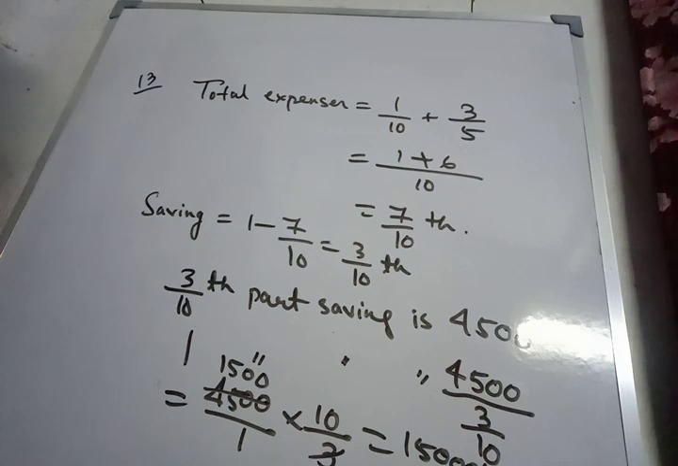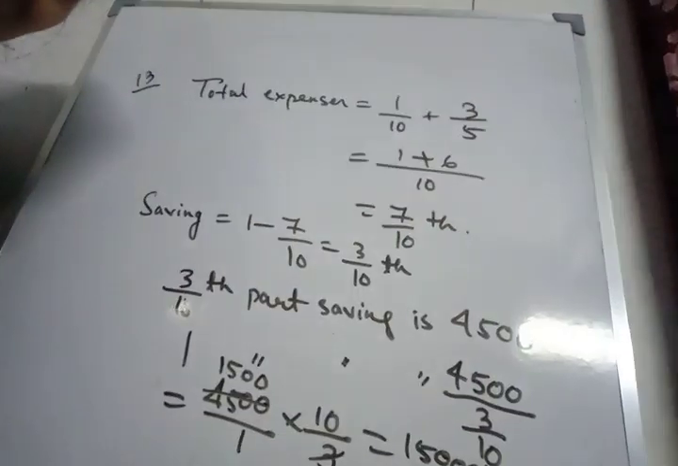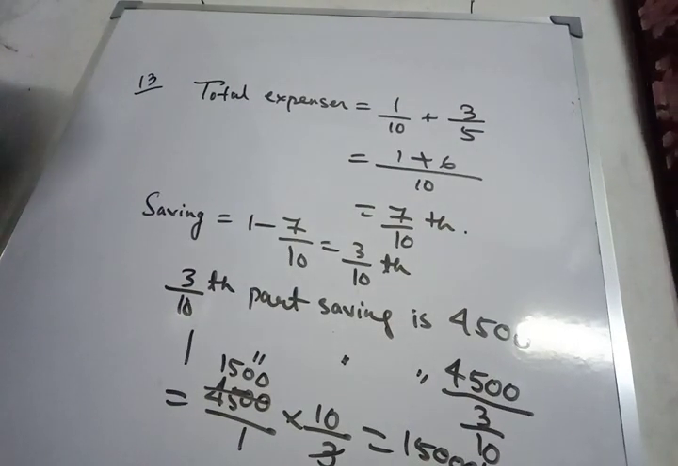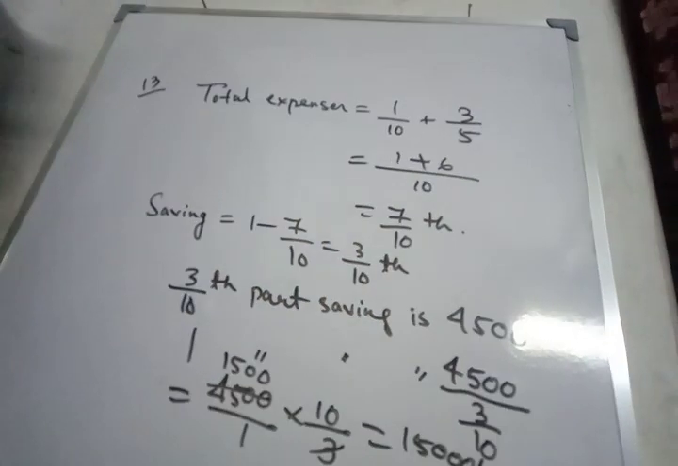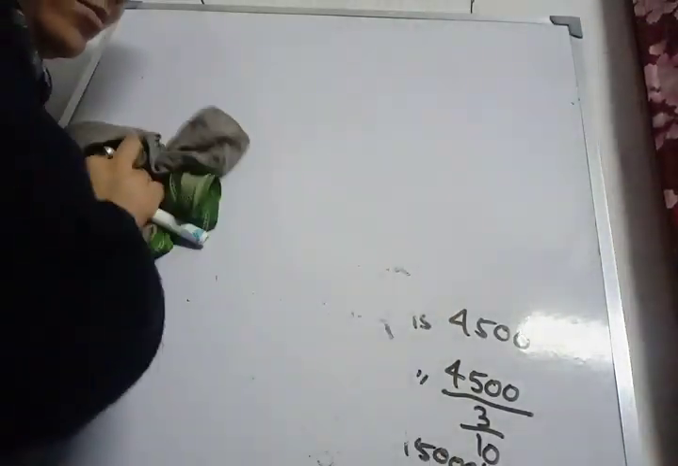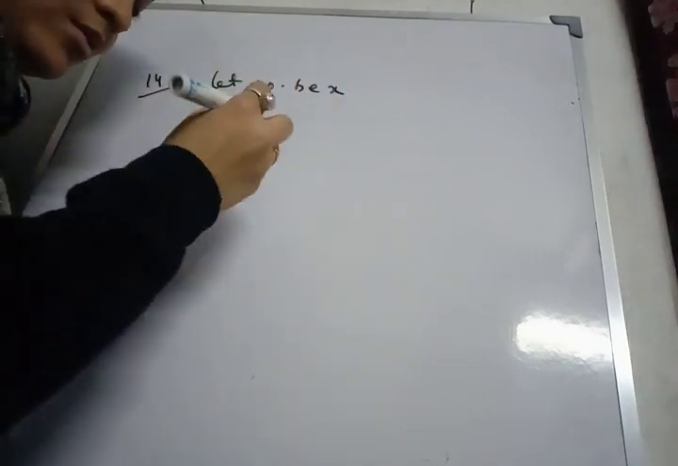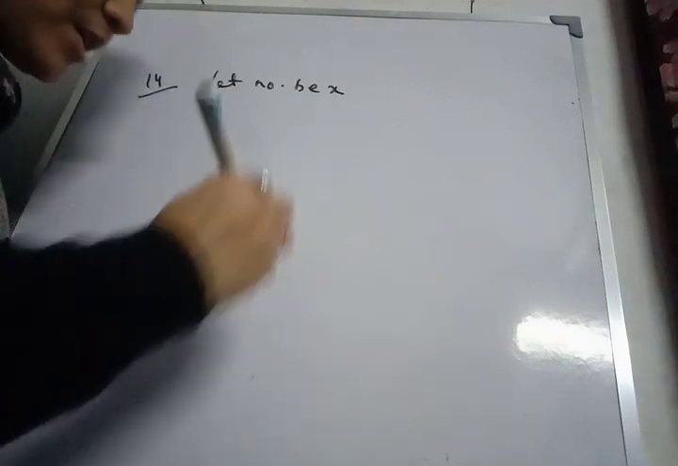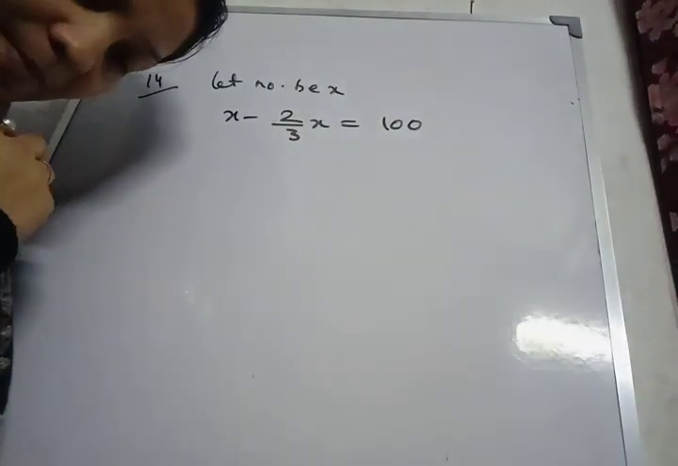Okay. Next we move to sum number 14. If 2/3 of a number is subtracted from it, result is 100. Find the number. So let the number be x. This is 14 number. So it is told if 2/3 of a number is subtracted, so x minus 2/3 of x equals 100.